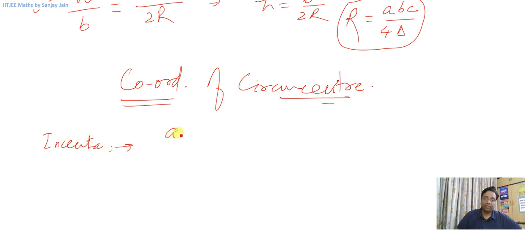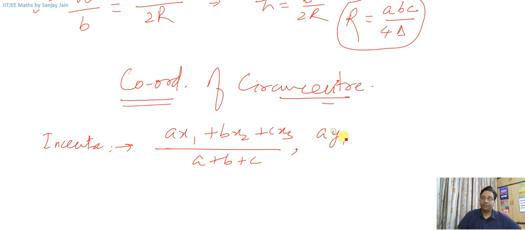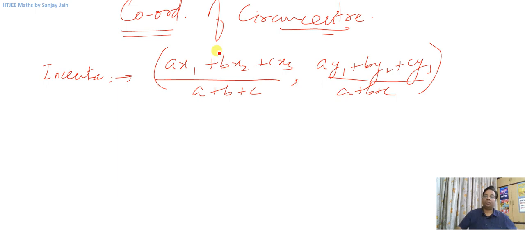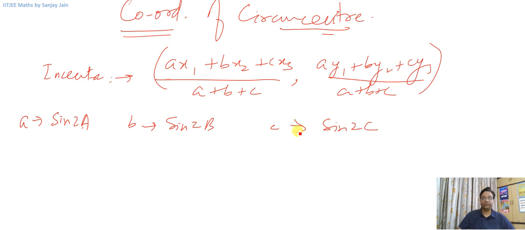Coordinates of incenter were ax1 plus bx2 plus cx3 divided by a plus b plus c, comma ay1 plus by2 plus cy3 divided by a plus b plus c. These were the coordinates for the incenter, where the coordinates of the vertices were x1 y1, x2 y2 and x3 y3. Now I'll just replace a with sine 2a, right, b with sine 2b and c with sine 2c, right, to obtain the coordinates of circumcenter.